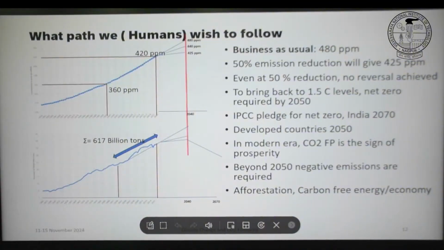And some of the methods include afforestation. So that's why everybody is talking about going net zero, or using carbon-free energy sources and aggressively doing afforestation.